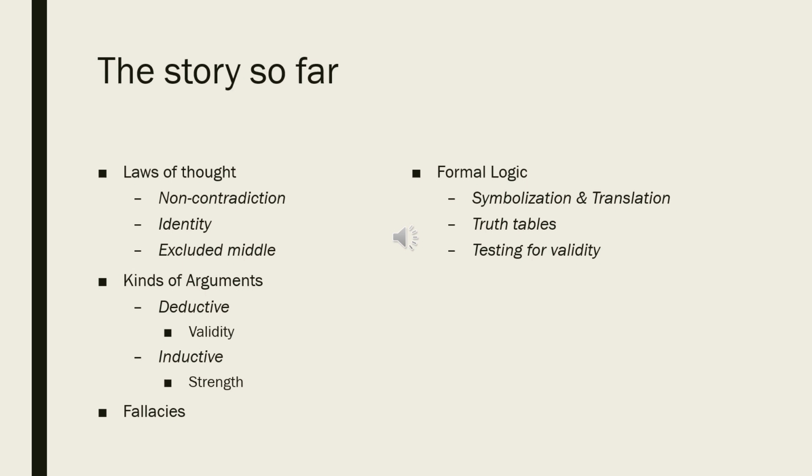And at this point, we've covered a certain sub-aspect of formal logic, where we discussed how one might symbolize sentences that have logical terms in them, how to do truth tables for those logical connectives, and how to test an argument for deductive validity using the truth table method.